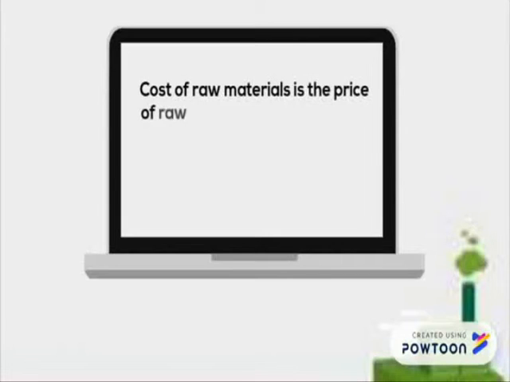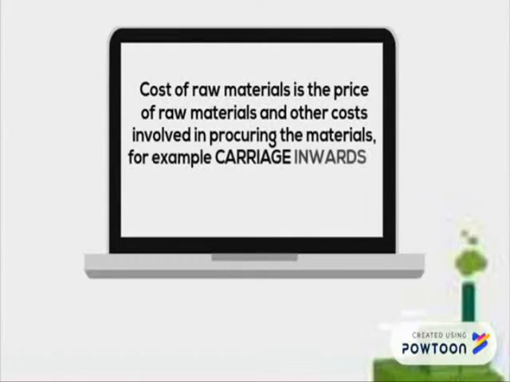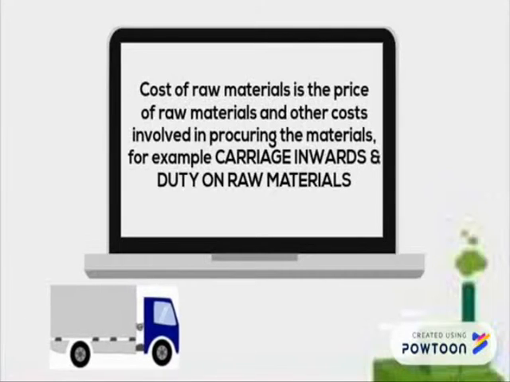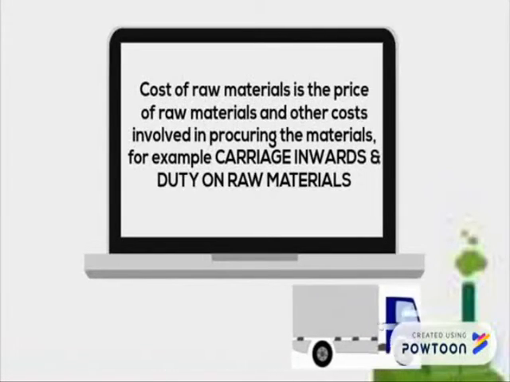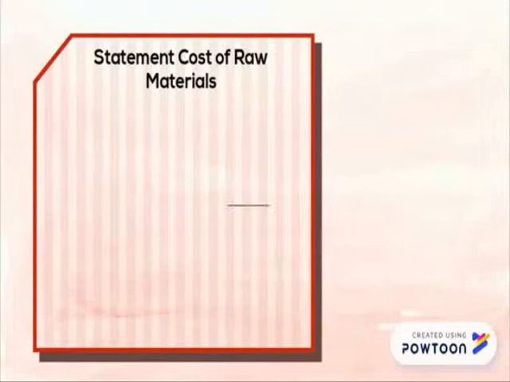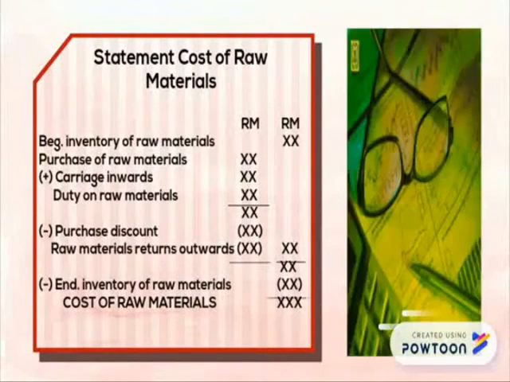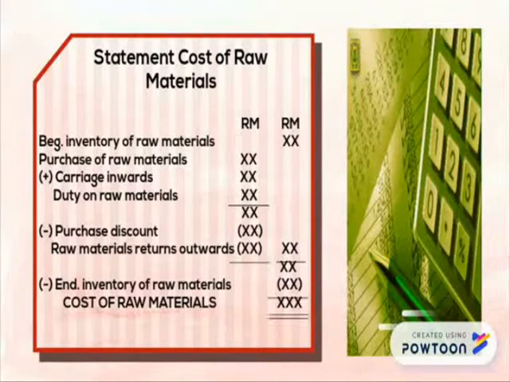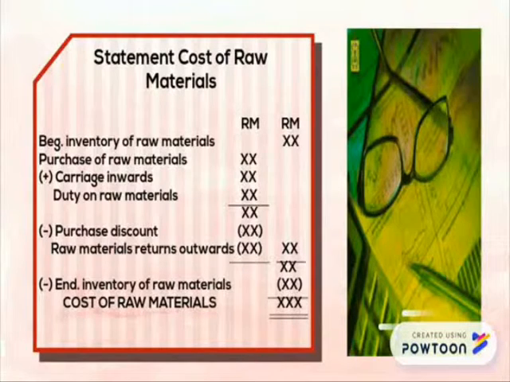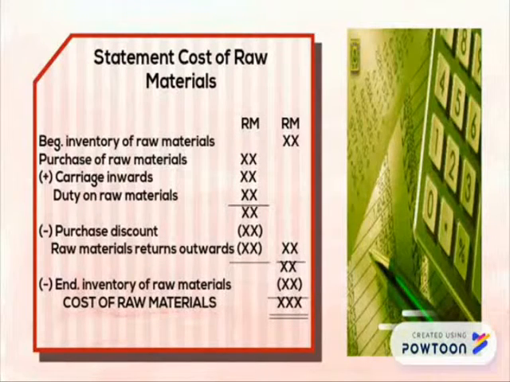In calculating the cost of raw materials, we must consider the price of the raw material and also other costs involved in procuring it. For example, carriage inward. This is the statement of cost of raw materials that you must know. From beginning raw materials, plus or minus other expenses involved, and lastly deduct ending inventory.